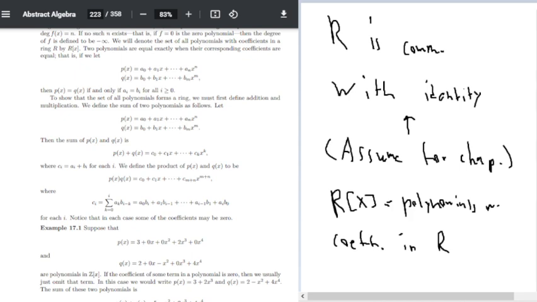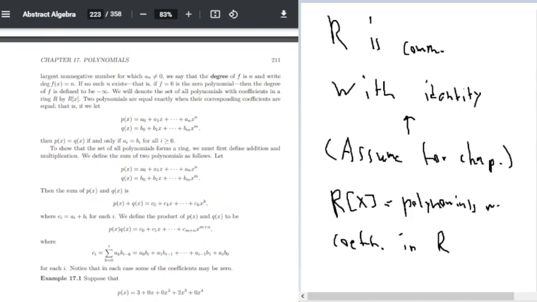Alright, with R[x], two polynomials are equal exactly when their corresponding coefficients are equal. That is, if we let p(x) equals a_0 plus a_1 x plus all the way up to plus a_n x^n, and q(x) equals b_0 plus b_1 x plus all the way up to b_m x^m, then p(x) is equal to q(x) if and only if a_i is equal to b_i for all i greater than or equal to 0.